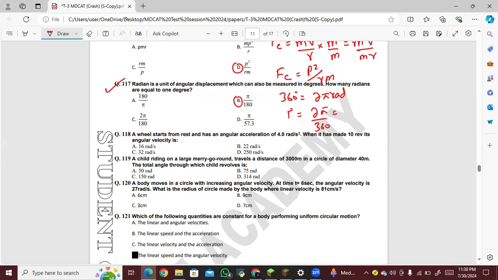A wheel starts from rest at an angular acceleration of 4. When it has made 10 revolutions, its angular velocity is.